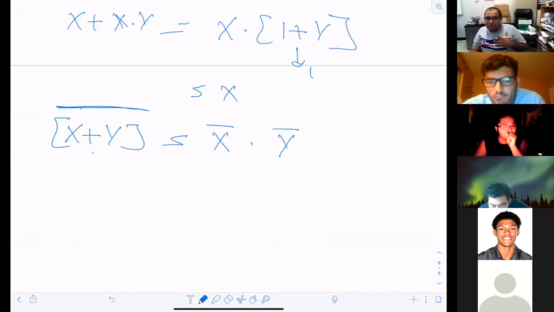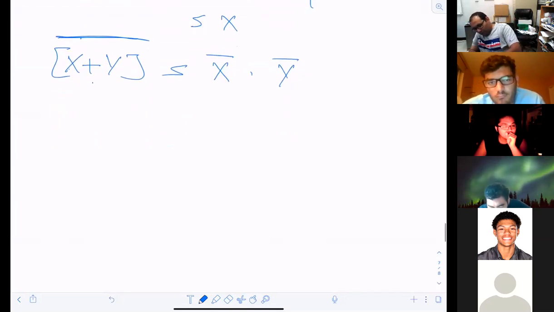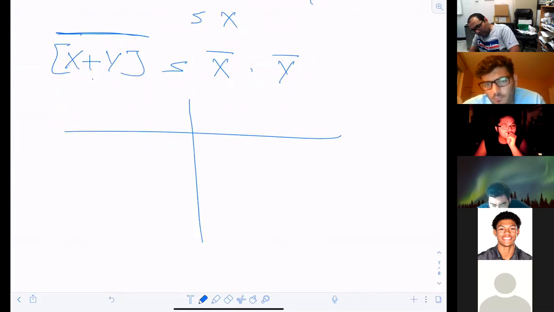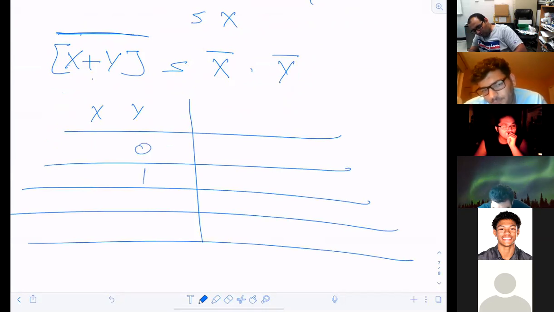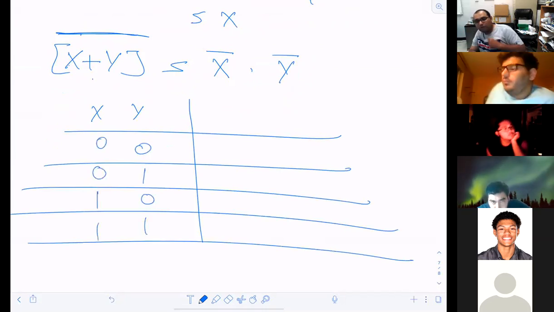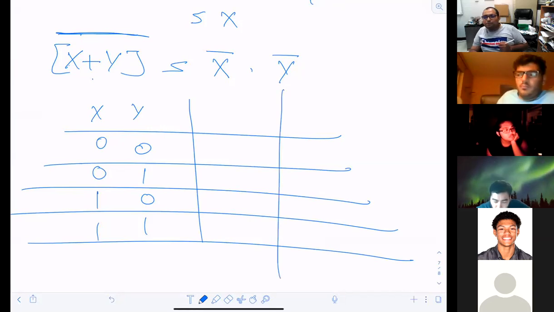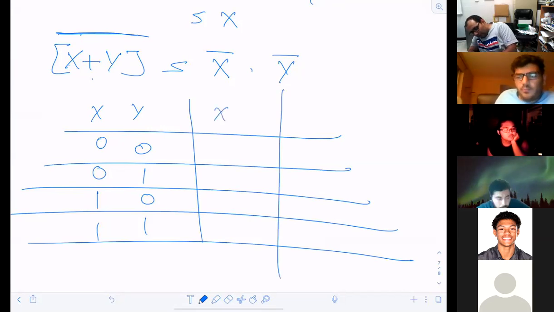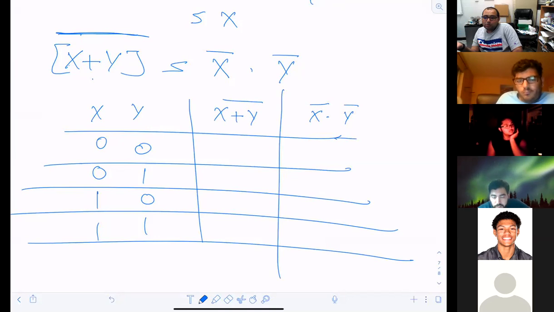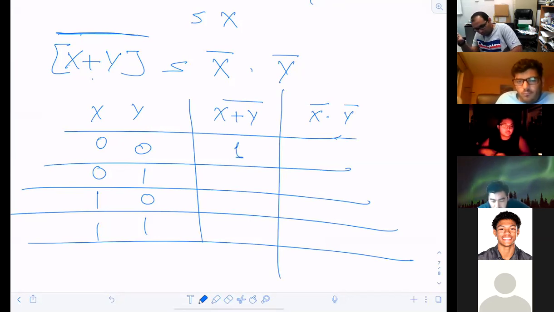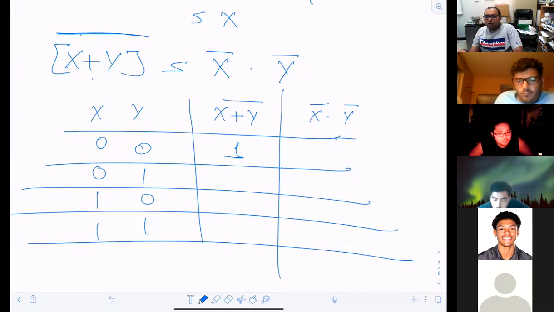Let's check whether what I'm saying is correct or not. If we make a truth table with x and y: 0, 1, 0, 1, 0, 0, 1, 1. Again, I make two outputs to compare: one is x ORed with y, complemented, and one is x complement ANDed with y complement, and we see whether those two are equal or not. If both of them are 0, 0 OR 0 is 0, you flip it, it's going to be 1. If one of them is 1, it will be 0.